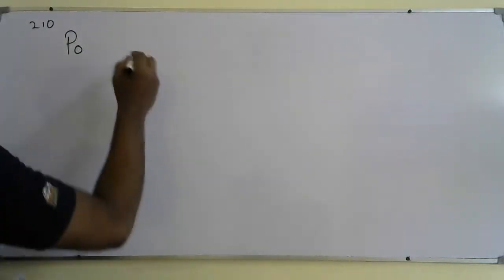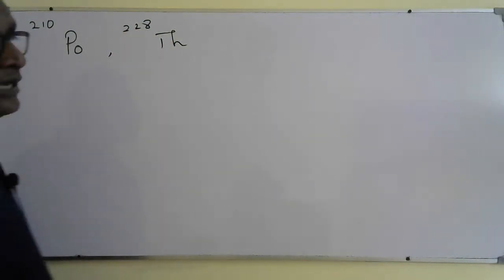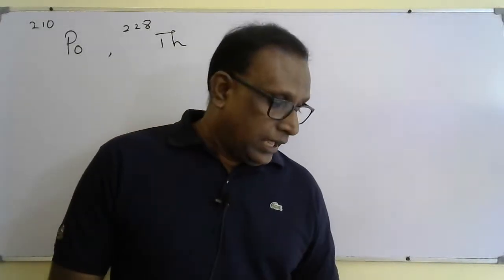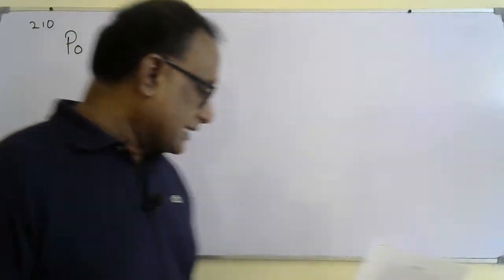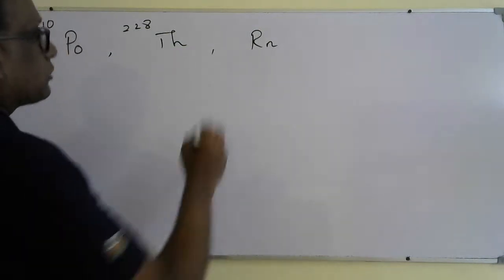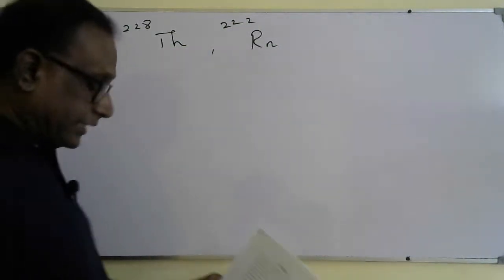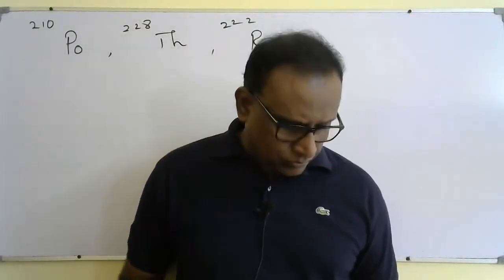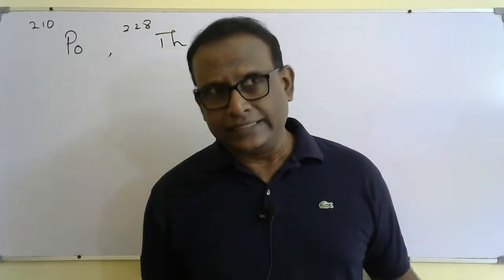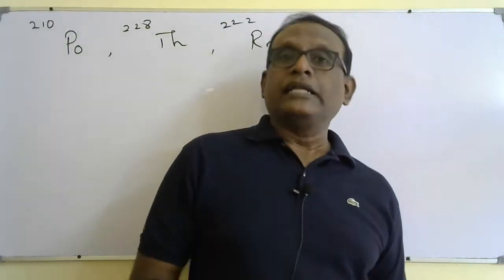In the same way, thorium, with mass number 228, when it emits an alpha particle, becomes radium. In the same way, radon 222 also emits an alpha particle and becomes polonium. Or maybe even radium 228, I think the mass number is right. Radium 228, when it emits an alpha particle, becomes radon.